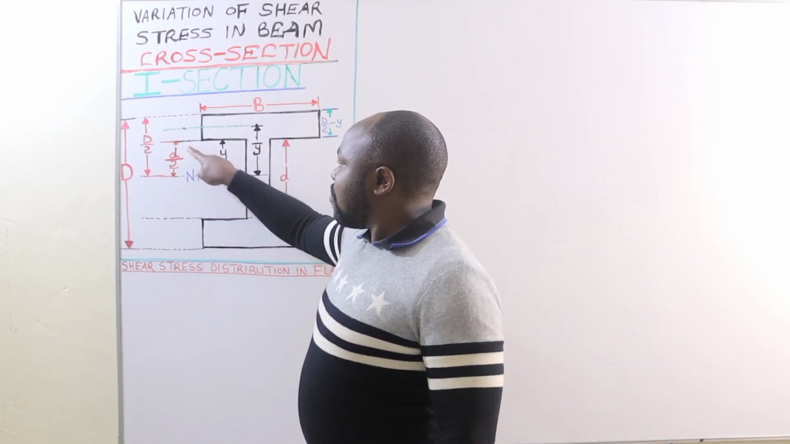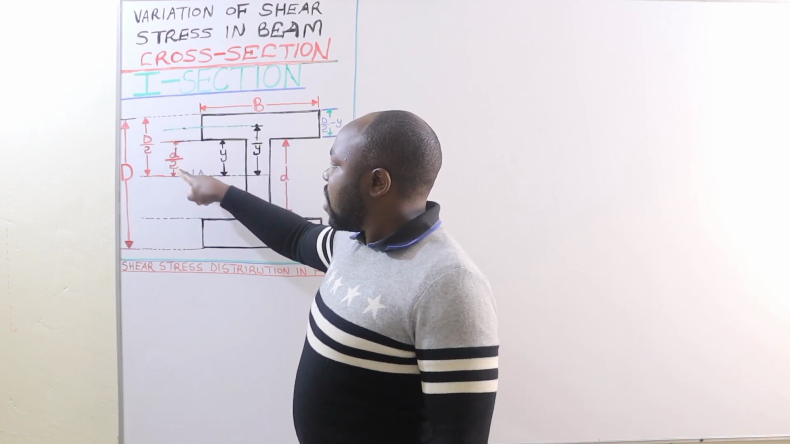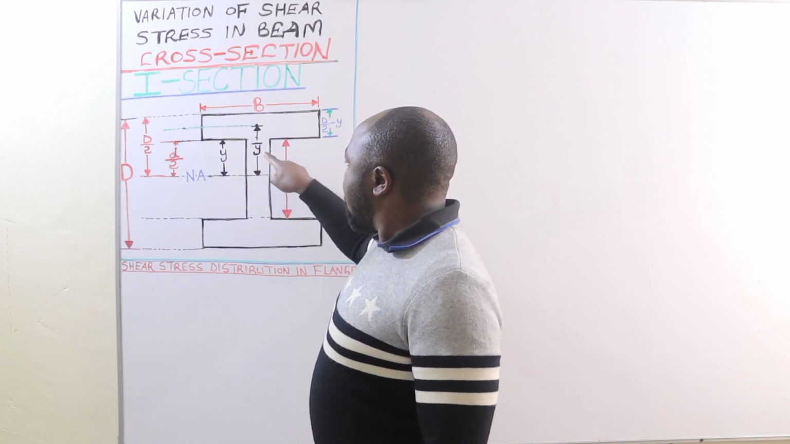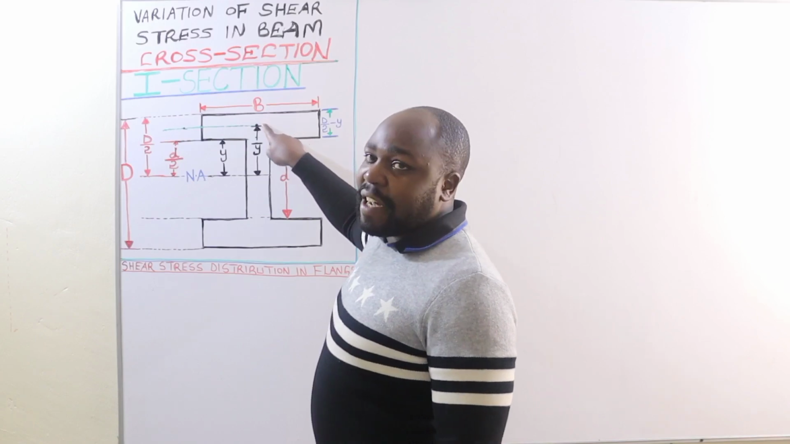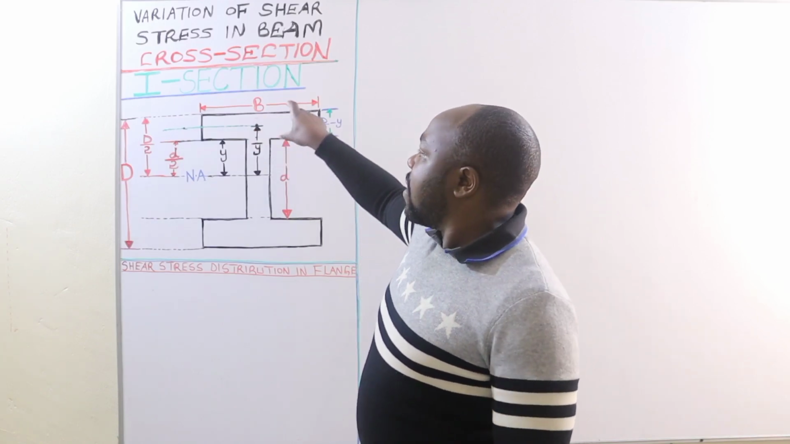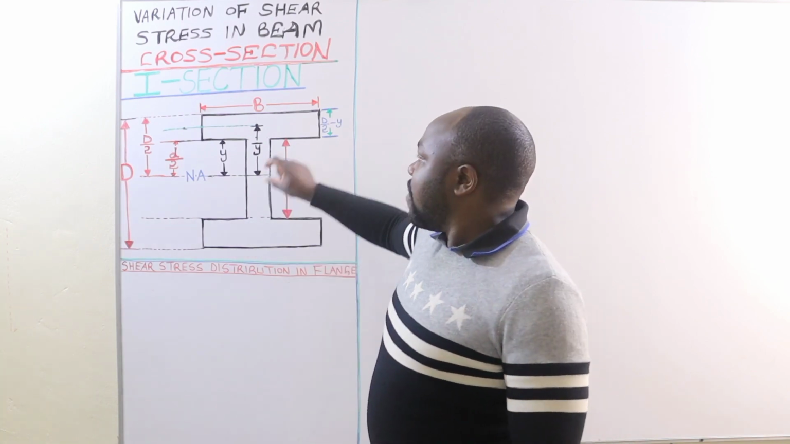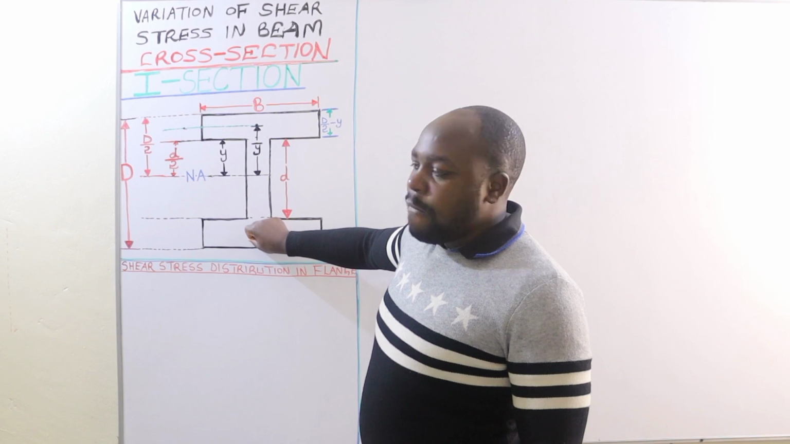From the neutral axis to the lower edge of the top flange, we have small d over 2, which is equivalent to y. Bar y is the distance from the neutral axis to the center of gravity of the top flange. Remember, this I-beam section consists of three components. We have the top flange, we have the web, and we have the bottom flange.